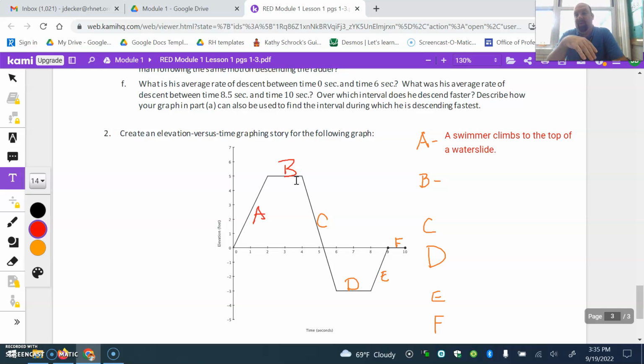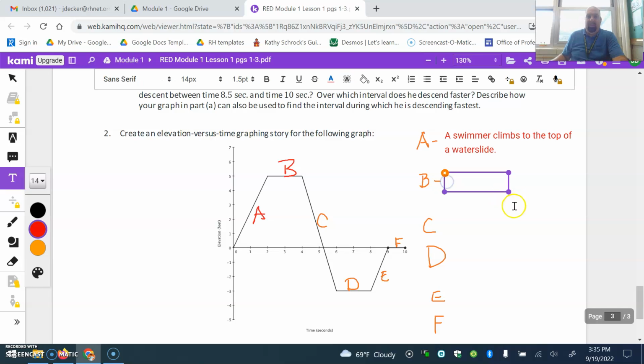Maybe the water slide actually goes below the deck before it hits the pool. Maybe the surface of the pool is actually at -2. So maybe it's a 7-foot water slide. Use your imagination, okay? You probably have better examples than I do. This is actually just one that I used from the key, and I'm building off of that.